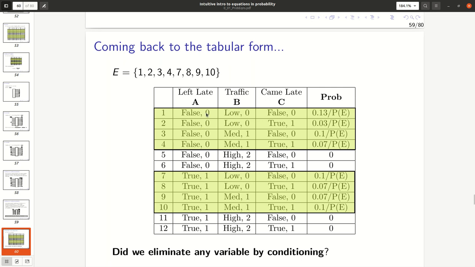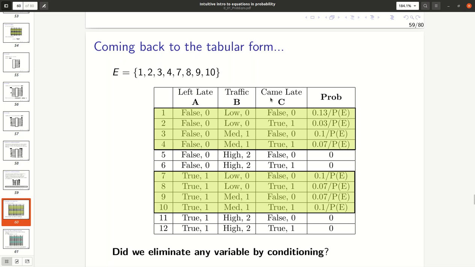A changes in the retained rows, A changes from 0 to 1. Here also in B, it changes from low, medium, low, medium, only the high part is avoided, or in C also it takes false and true. So we did not eliminate any of the variables.